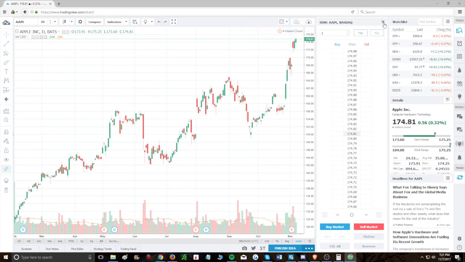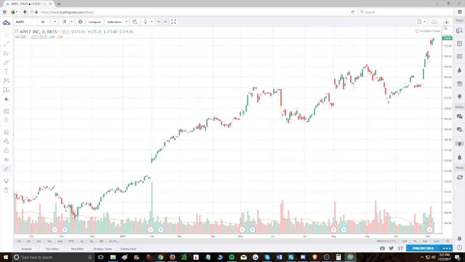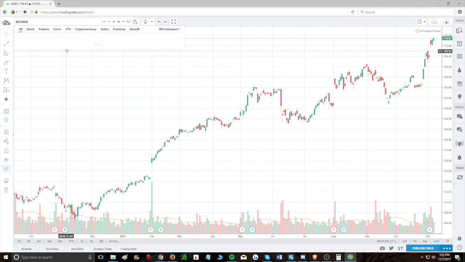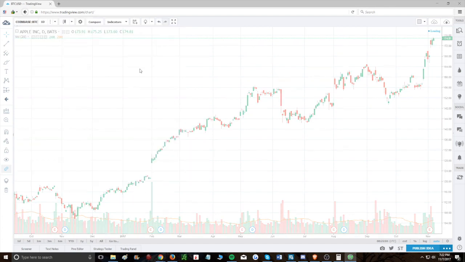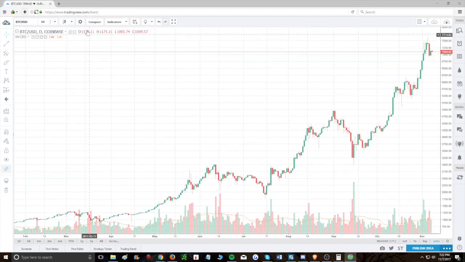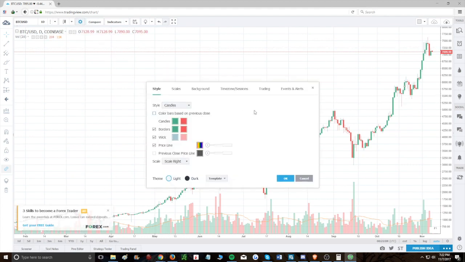So I'm going to hide this, get rid of all this stuff over here, clean it up a little bit. I'm going to go over to the Bitcoin chart, because we're not trading Apple stock. Alright, so I'm going to click on this little gear up here, chart properties, and this will help clean up these candles and change the background. I like the candles very bright, easy to see, and the borders can be a little bit darker. The wicks, I like making them white or gray, doesn't matter.